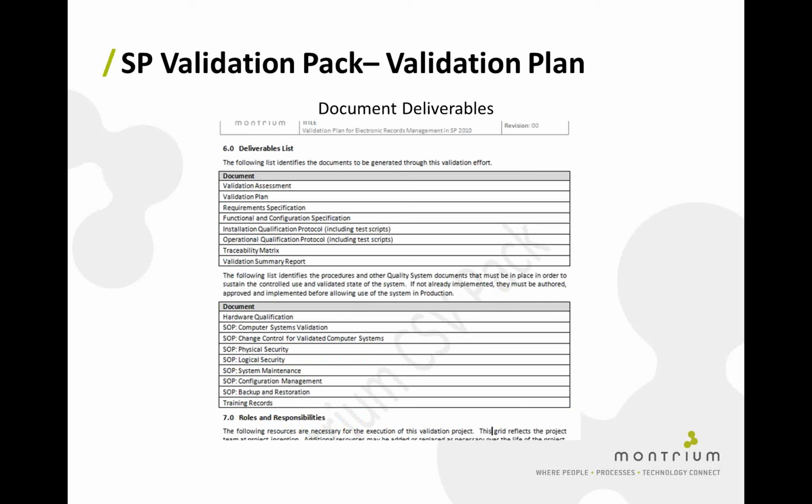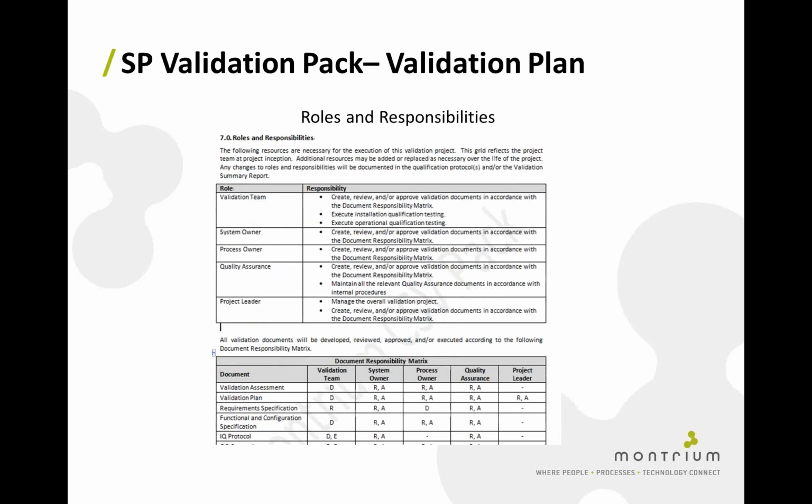Our document deliverables list is split into two different areas. The first area is all of the documents relating to the system that need to be produced. We can see that here, and afterwards we have all of the other documents such as prerequisite documents, so the hardware qualification for example, or SOPs that need to be in place.